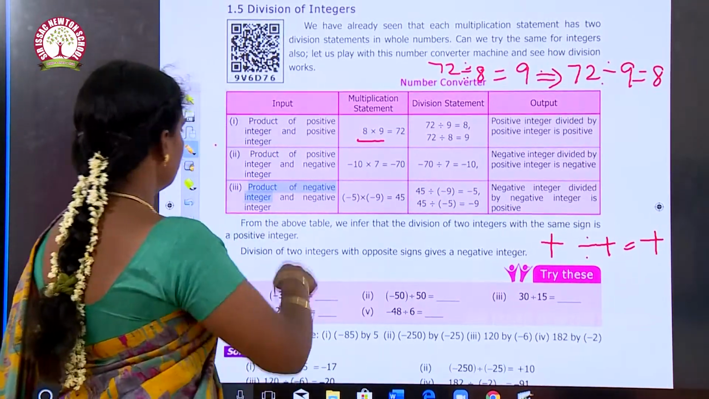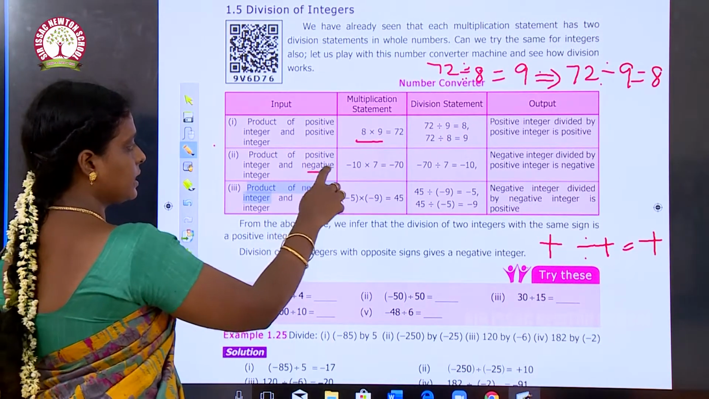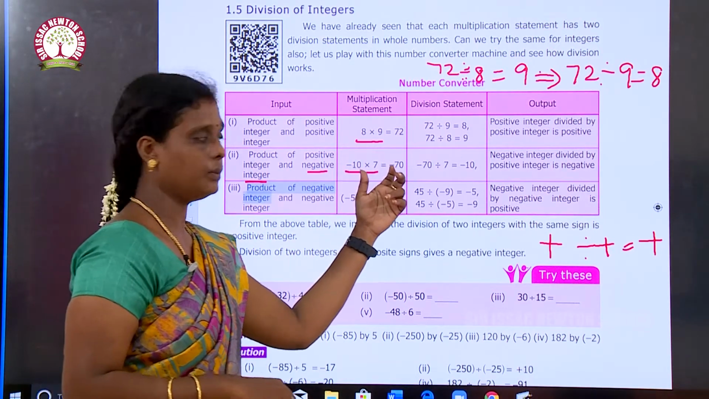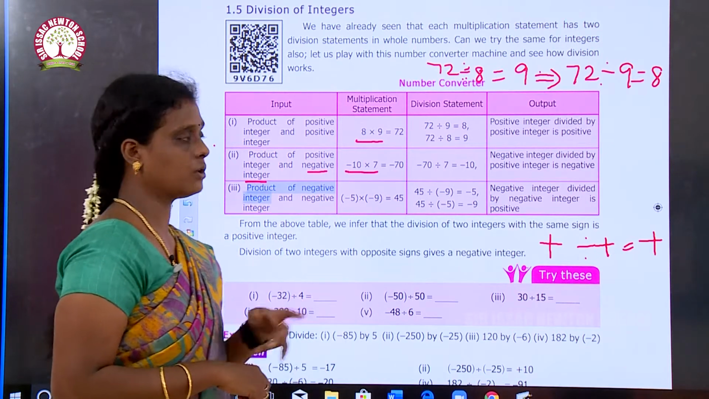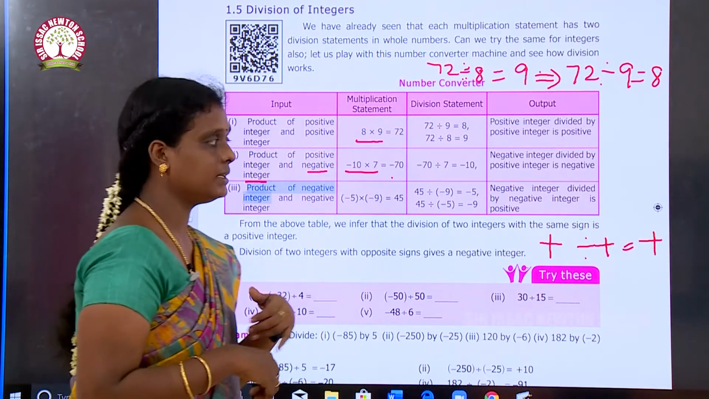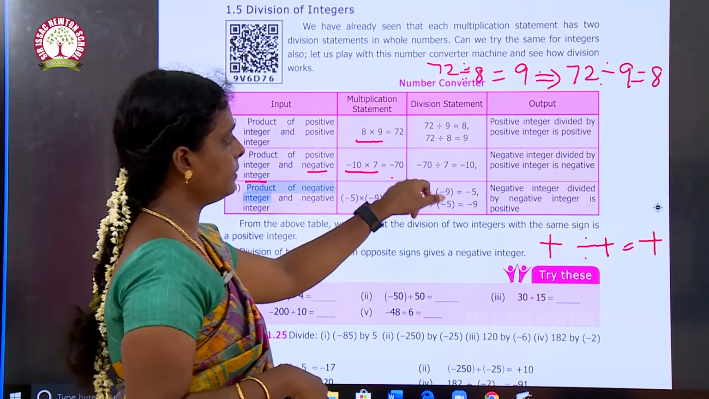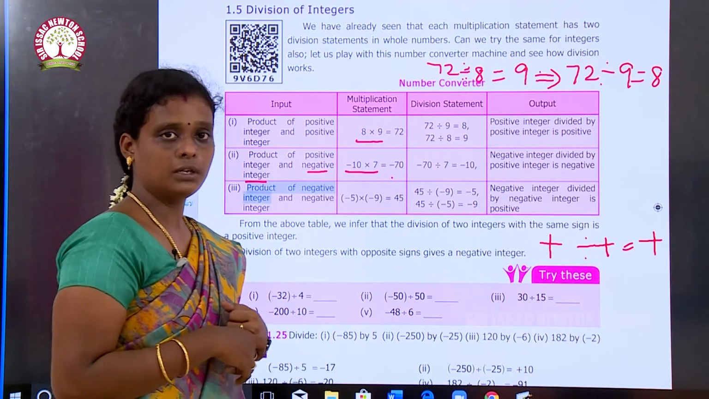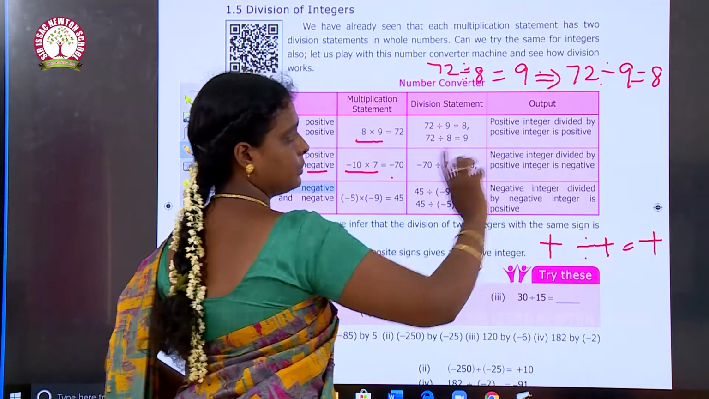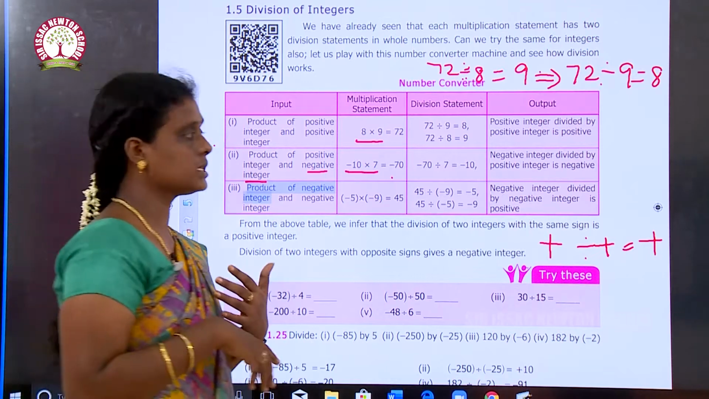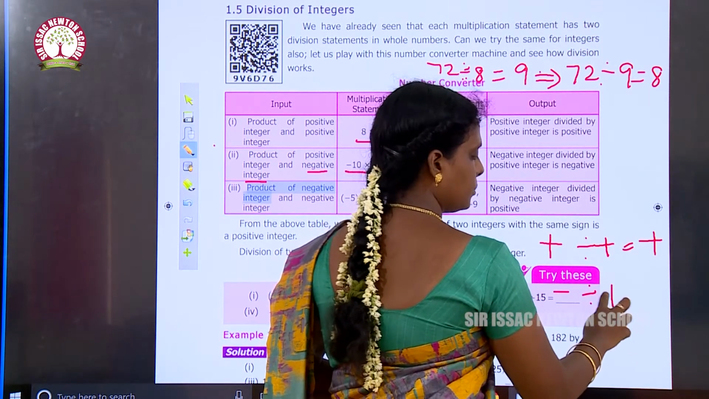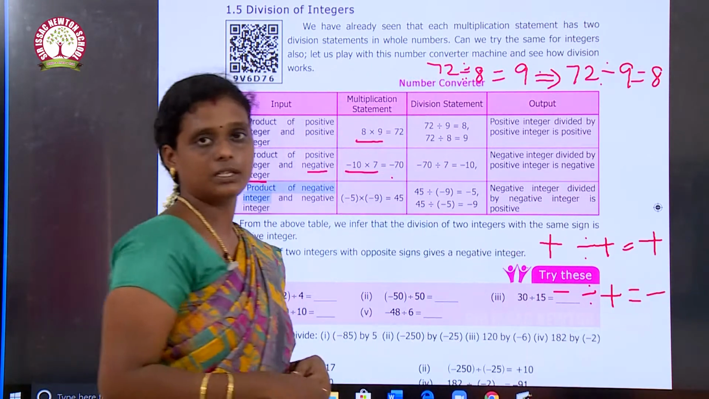So what about the next one? Product of positive integer into negative integer. So if we multiply a negative integer with a positive integer, we will get a negative integer, okay? So the answer is minus 70. So now I am going to divide this. So minus 70 divided by 7 is equal to minus 10, right? So negative integer divided by positive integer is negative and vice versa, okay? So if you divide a negative integer by a positive integer, the answer will be a negative integer, okay?